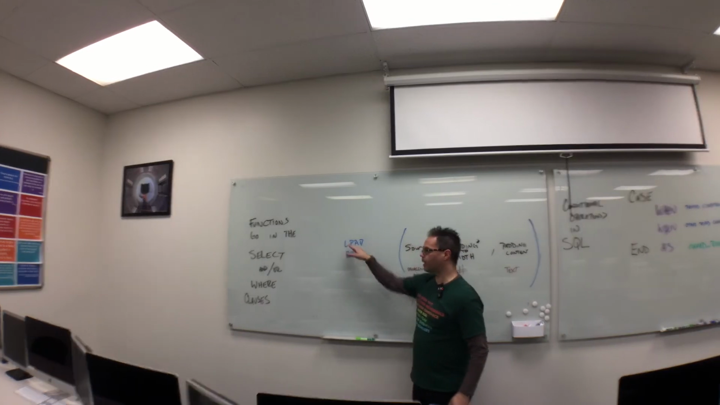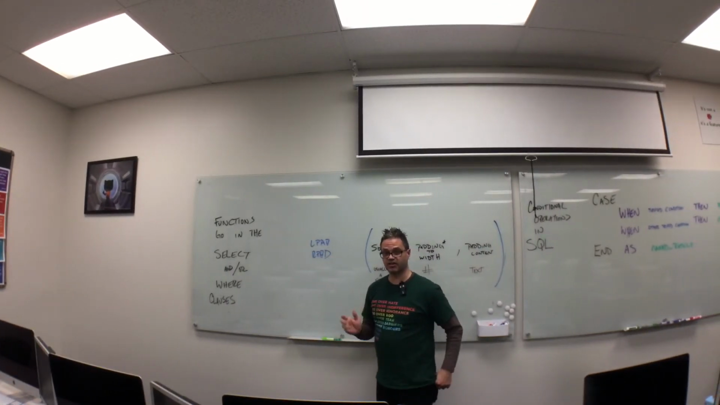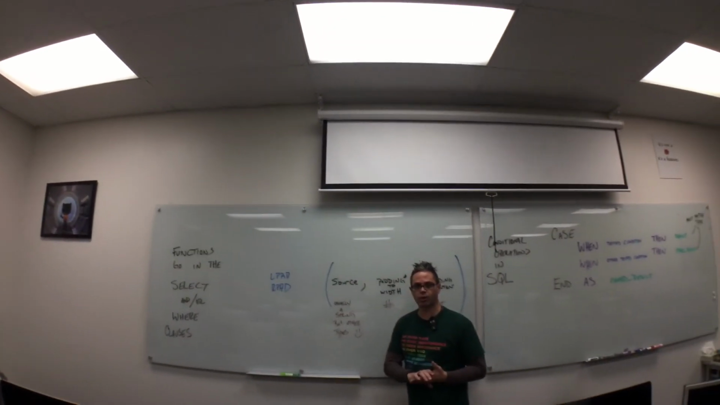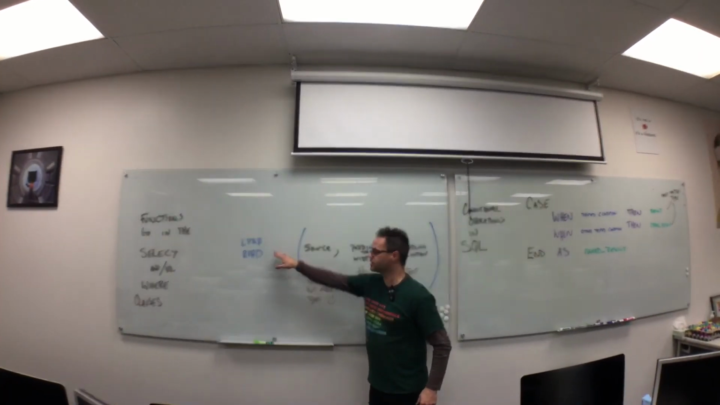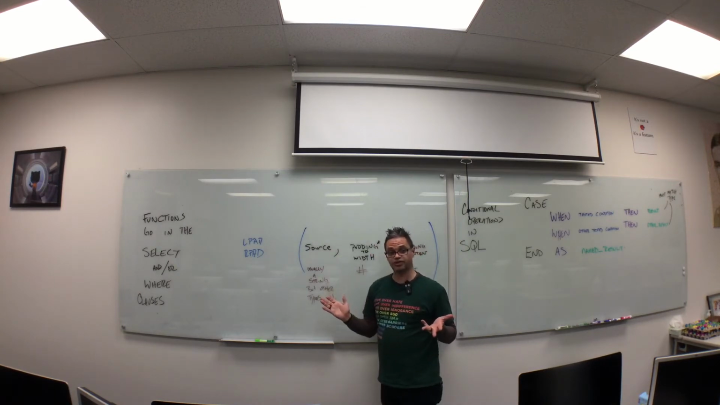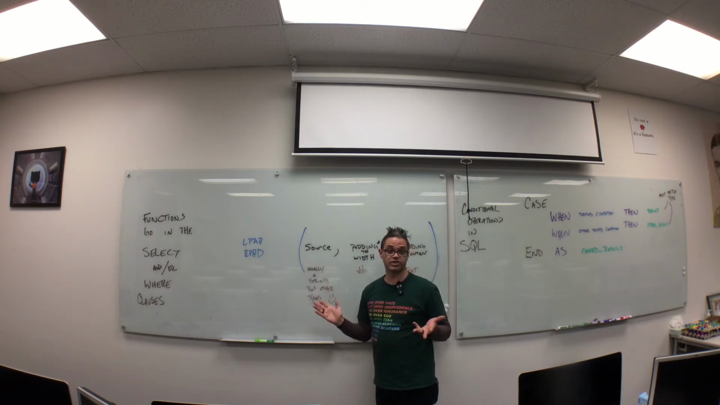But when we're talking about LPAD and RPAD, we can format the text that's inside that, and we have the parens that go along with it. There's three parameters we work with when we're talking about the different PAD methods. The first parameter is the source parameter. This is the source type. It's usually going to be a field, but it can be just a straight value you work with if you're only using the dual table.